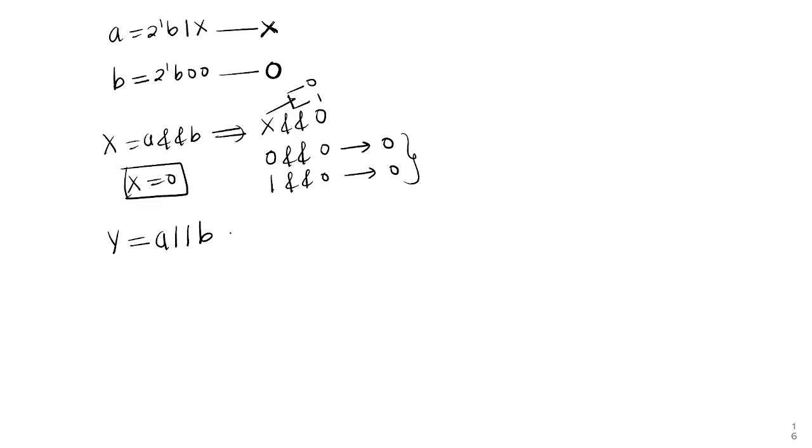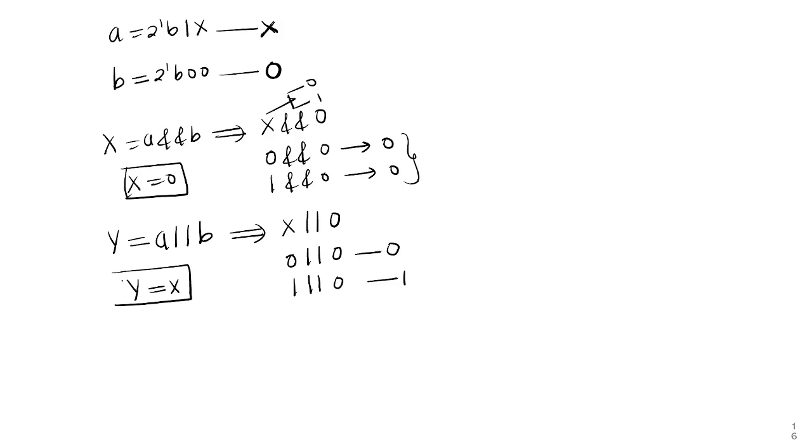Okay, suppose I am taking y equal to a logical OR of b. A logical OR of b means what? Here b is don't care. Logical OR of 0, you will get 0. 1 logical OR of 0, you are getting 1. What is the value of y? Tell me. Y is don't care, y equal to x.